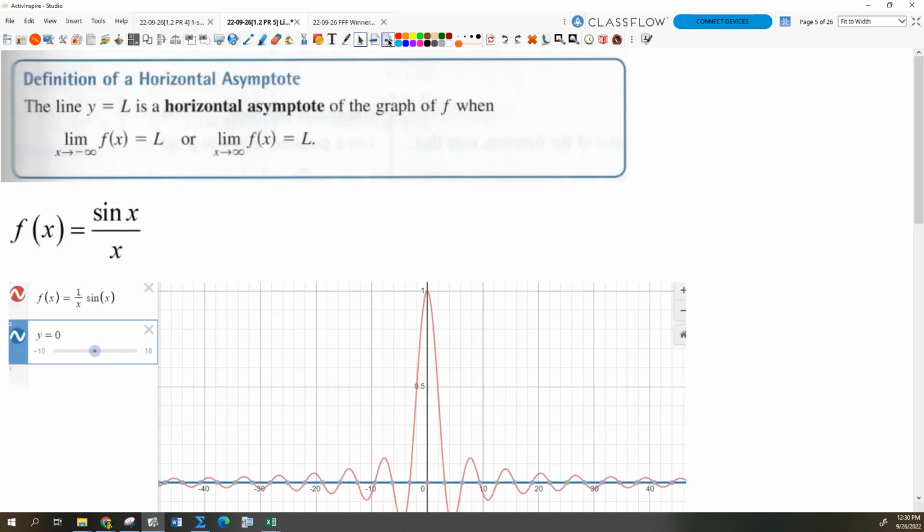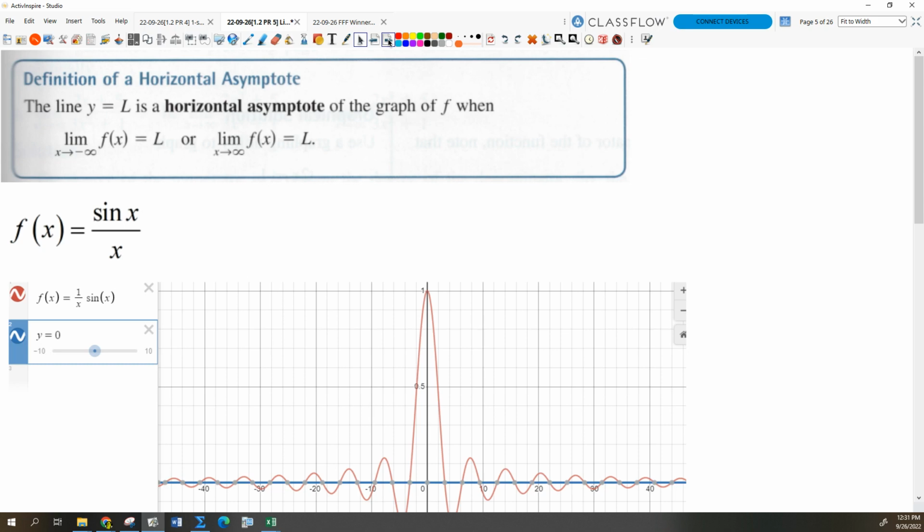Here's an example. So the definition of a horizontal asymptote is going to be the horizontal line y equals L if one of these two things or both of these two things happen at the same time. The limit of f of x as x approaches negative infinity is L, or the limit of f of x as x approaches positive infinity equals L.